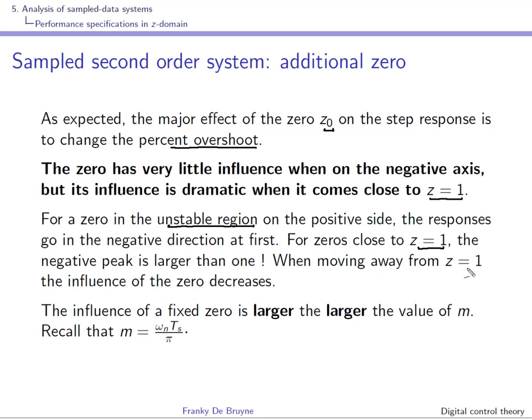And when you move away from z equal to 1 to the positive z's, the influence of the zero decreases again. We've also noticed that the influence of a fixed zero is larger the larger the value of m, or the larger the value of Ts, because we've seen that m is omega n Ts over pi. So in general, when Ts is increasing, or when m is increasing, the influence of the zero is larger.